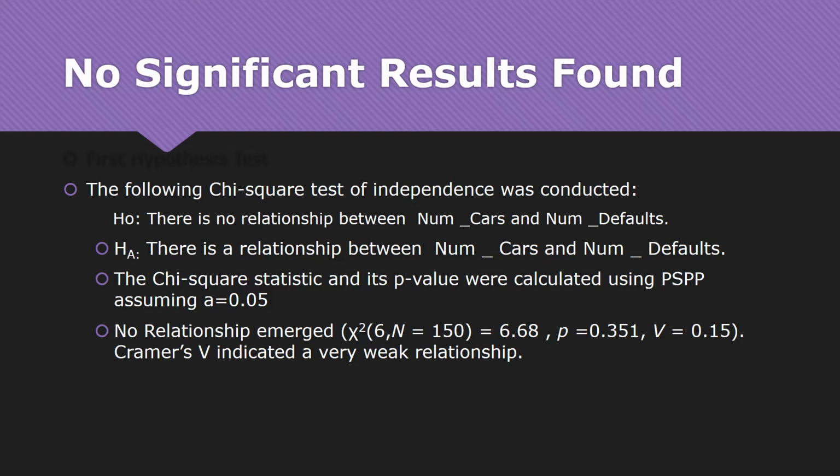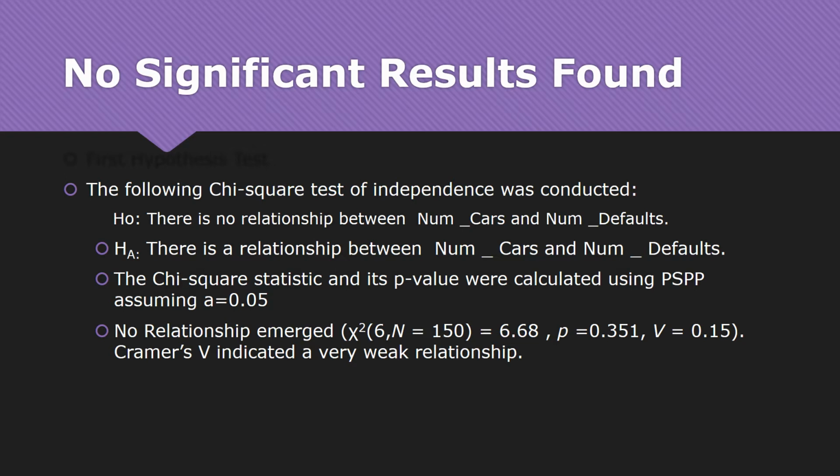The following chi-square test of independence was conducted. The null hypothesis states there is no relationship between the number of cars and the number of defaults. The alternative hypothesis states there is a relationship between the number of cars and the number of defaults. The chi-square statistic and its p-value were calculated using PSPP, assuming alpha equals 0.05.